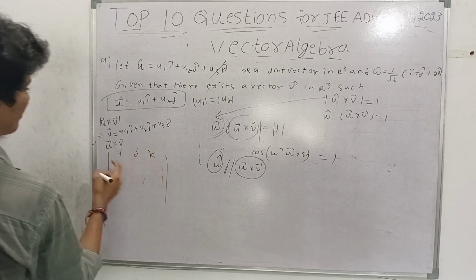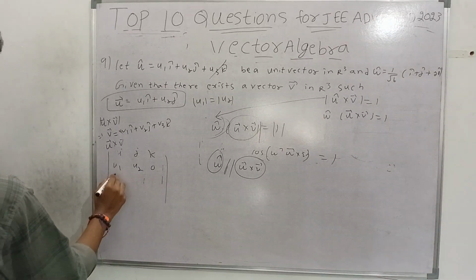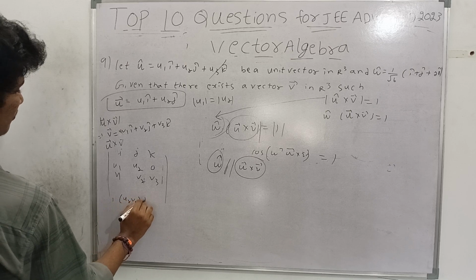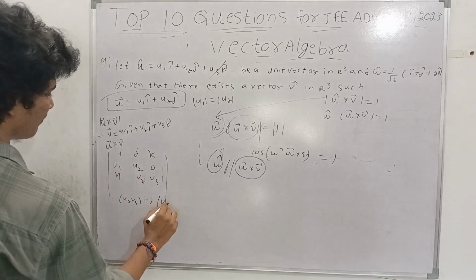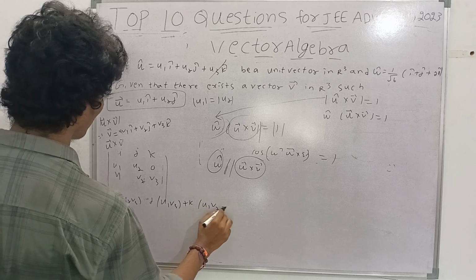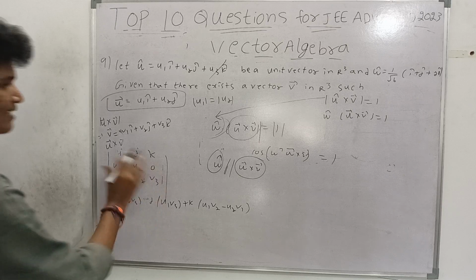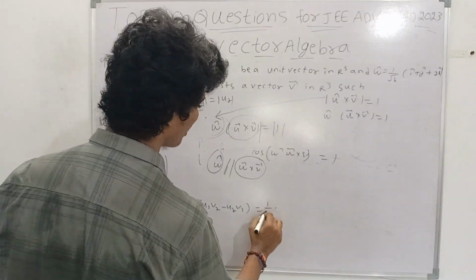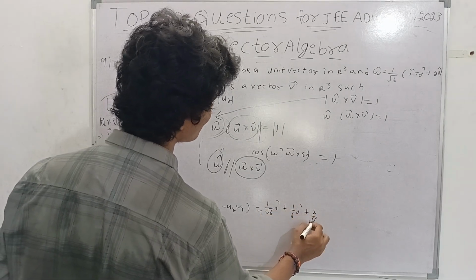i, j, k. What is u? u1, u2, and u3 is 0, I already said. And here v1, v2, v3. i into u2 v3, minus j into u1 v3, plus k into (u1 v2 minus u2 v1). These three things we know are equal to omega. I already said this is equal to omega. What is omega? They have given 1 by root 6 i cap plus 1 by root 6 j cap plus 2 by root 6 k cap.